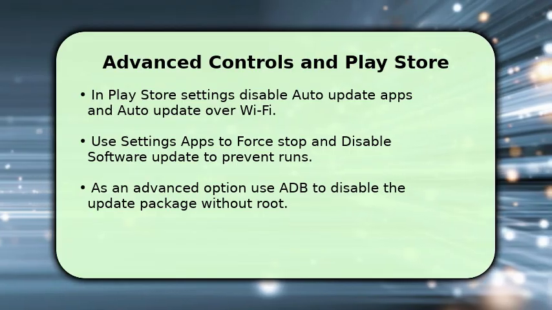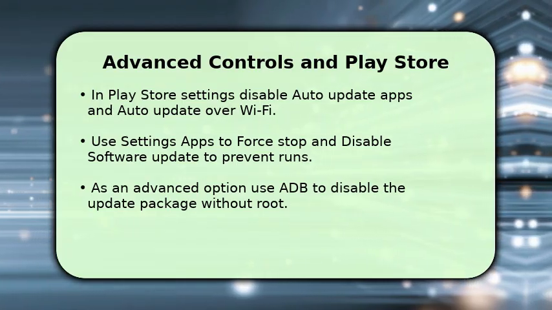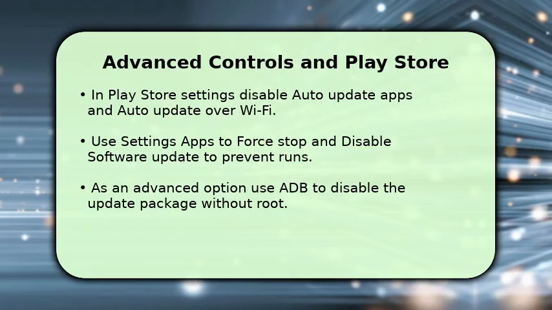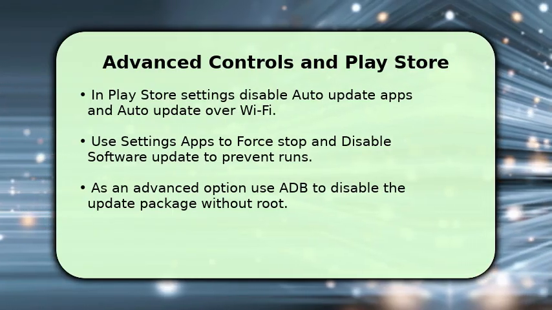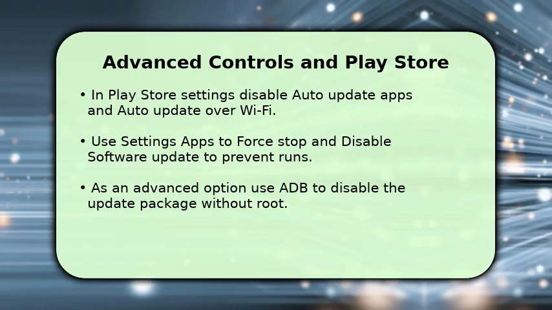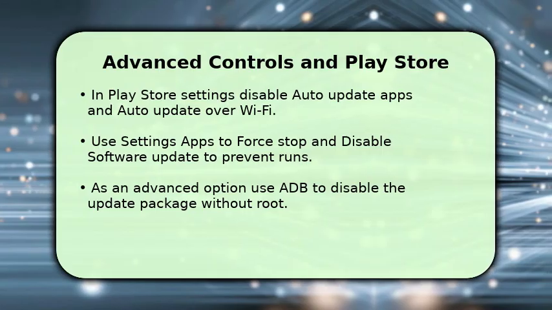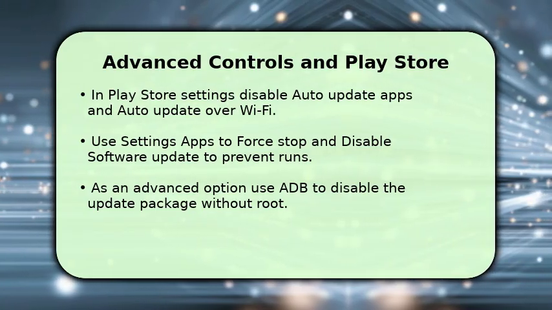Return to Settings, Apps, and locate Software Update to stop that system process immediately. If Disable is available, tap Disable to prevent future runs until re-enabled later. For advanced users, use ADB with USB debugging enabled to disable the update package.